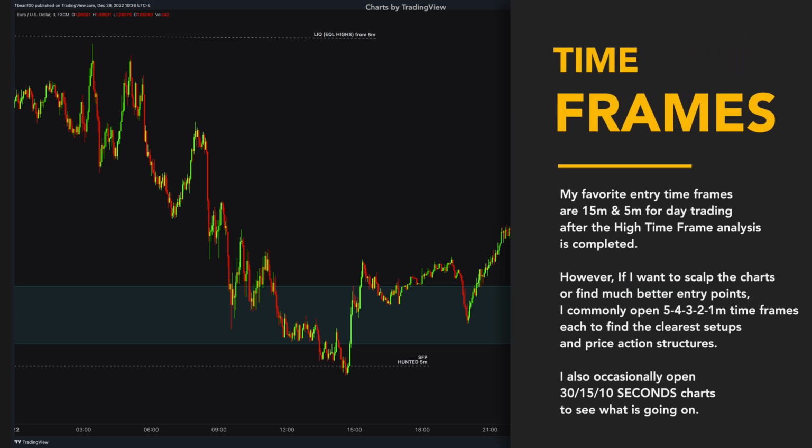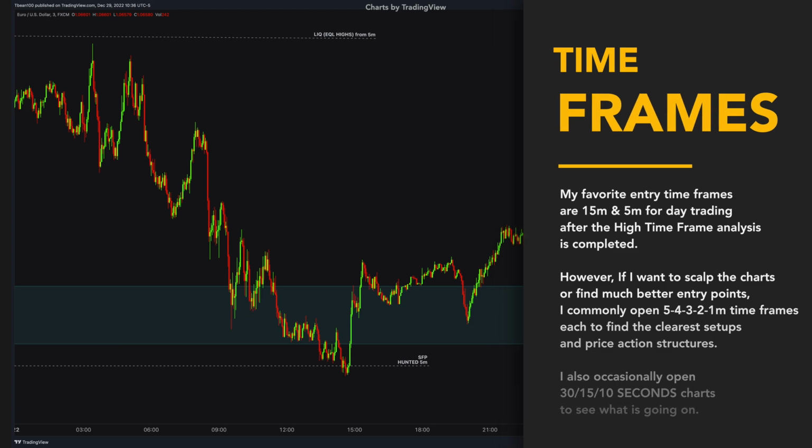By the way, I commonly use higher time frames like 5 or 15 minutes to enter a trade. However, if I need to scalp or find much better entry points, I'll go over 1, 2, 3, 4, 5 minutes all, one by one, until I find the clearest trading setups.